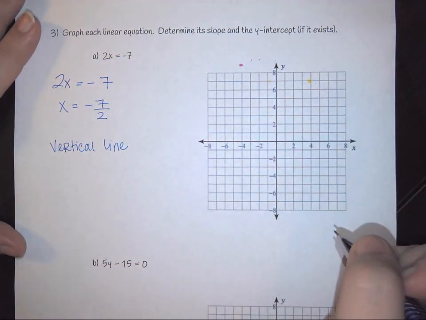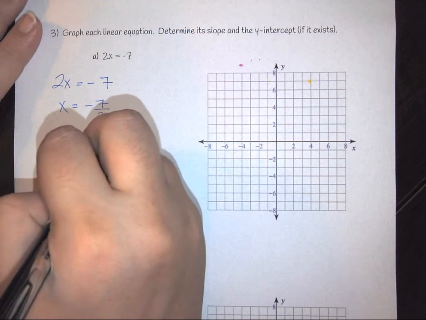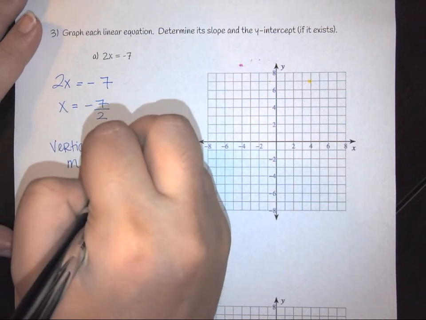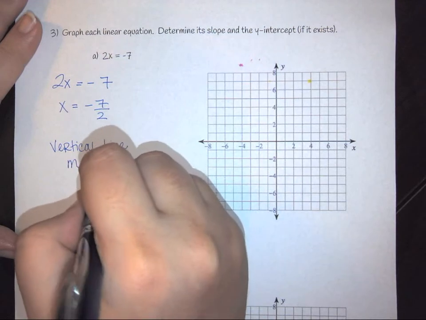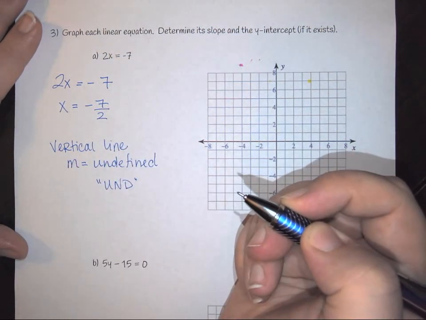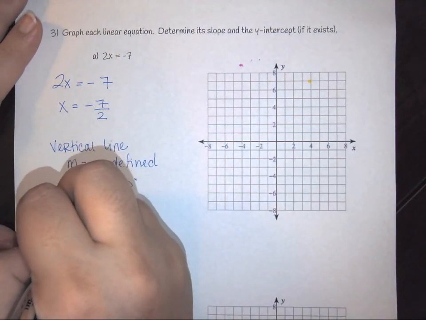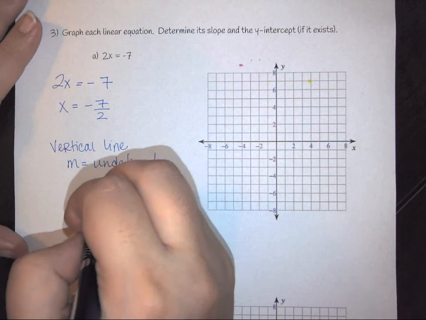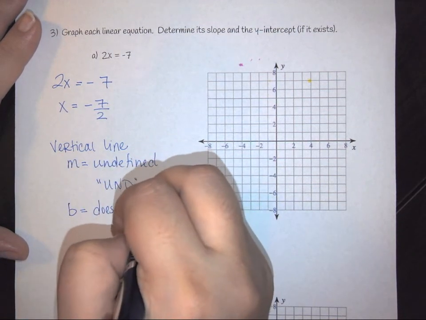A vertical line also means that we have my slope being undefined, which we can also classify as UND. The other thing it means is that our b does not exist.